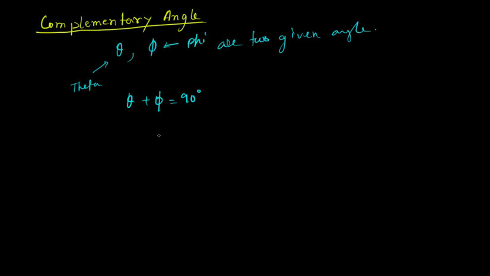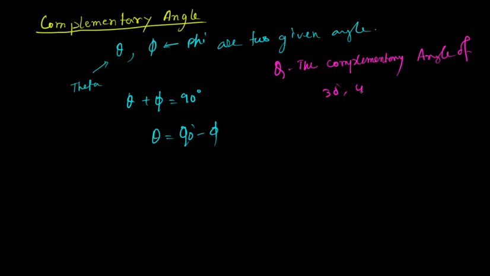So if someone is asking you what is the complementary angle of phi, I can simply subtract the value of phi from 90 degrees to get the value of theta. So what is the complementary angle of phi? We know that's theta, and that's nothing but 90 minus phi, right? So in order to find the complementary angle of phi, we just subtract it from 90 degrees. In the same way, the question: the complementary angle of say 30 degrees, 45 degrees, 10 degrees, 90 degrees, 0 degrees will be what?